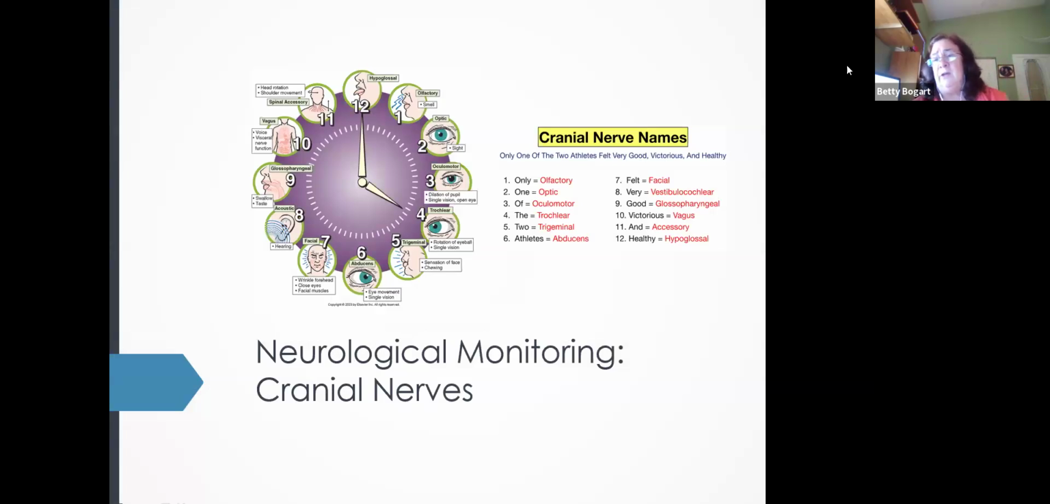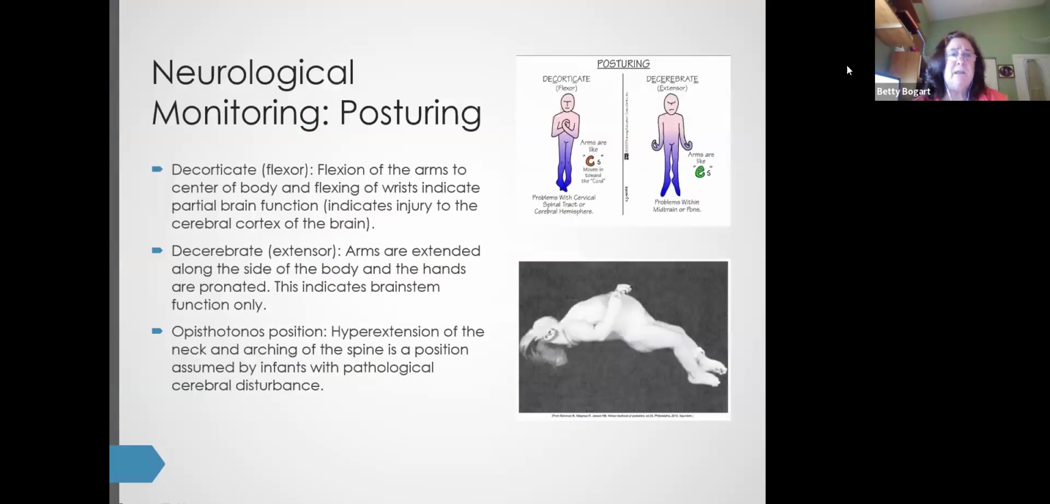So those are all your cranial nerves. You all learned them in health assessments, right? It's just a refresher. I'm not giving any questions on every single name of these things, but these are something just to look at for a refresh.